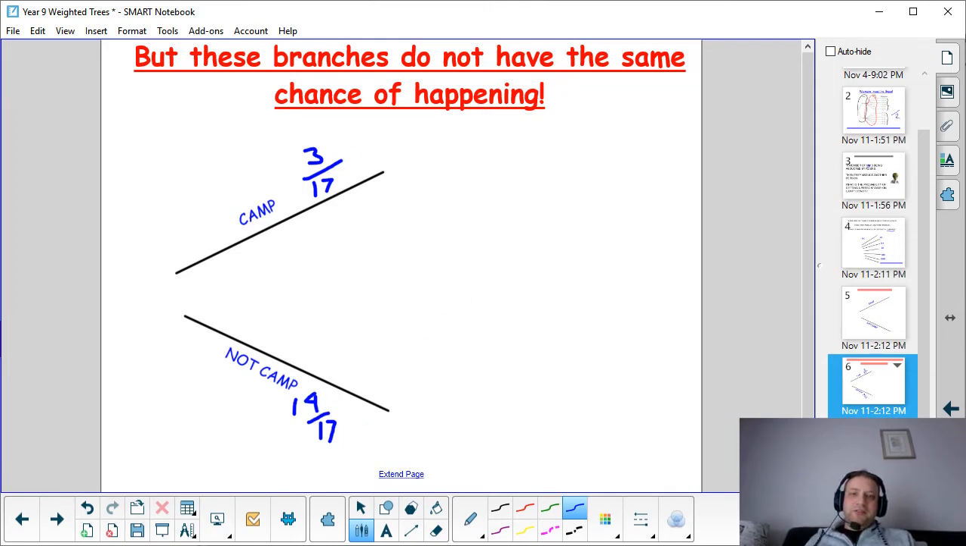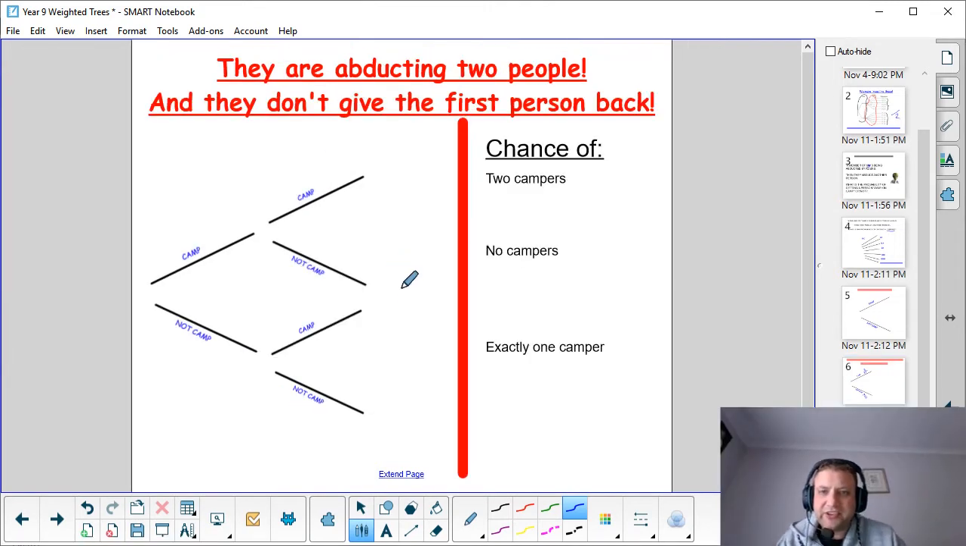Okay, so we've done our first event. We've a 3 out of 17 chance to get a camper, a 14 out of 17 chance to not get a camper. So where these questions get really spicy, the problem we have is they're abducting 2 people, not just one. If it was just one person, we'd be happy to leave it with a 3 out of 17 chance for camp and a 14 out of 17 chance not for camp. But the problem is they're abducting people and they're not giving them back. So we have to change the probabilities of our second event.